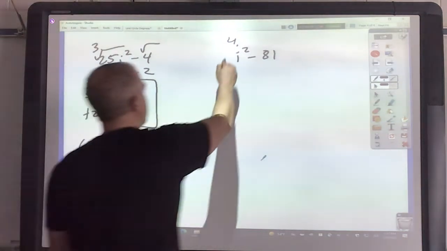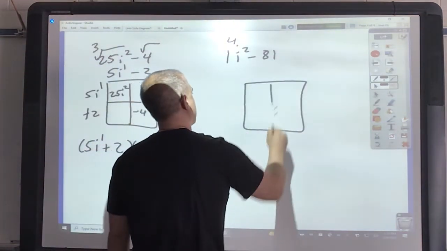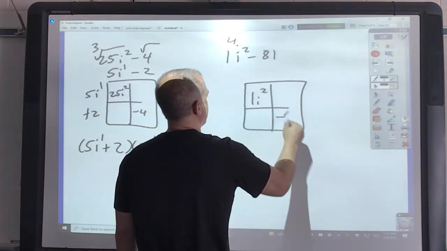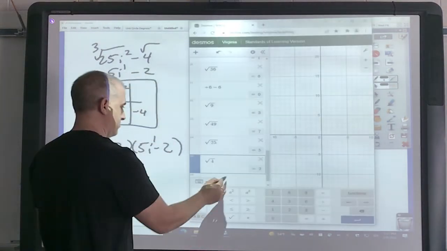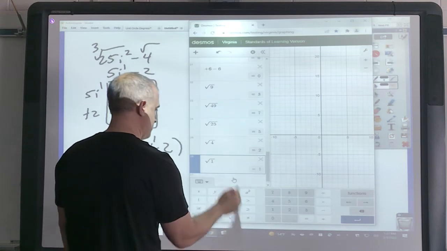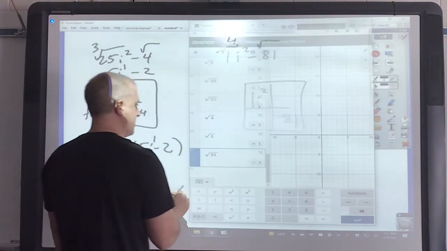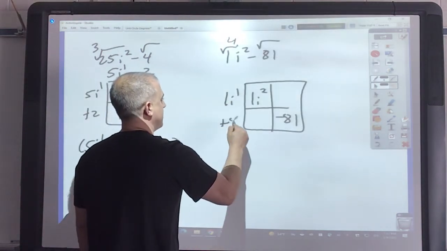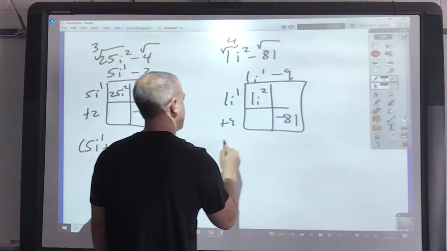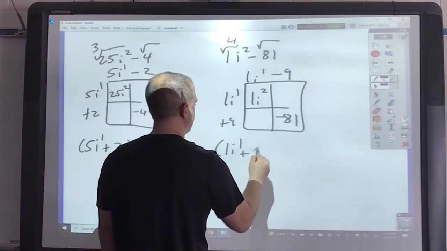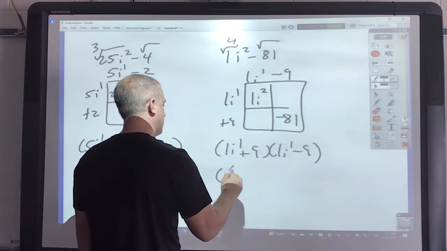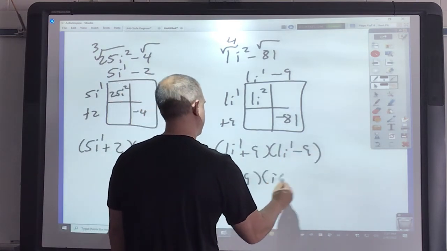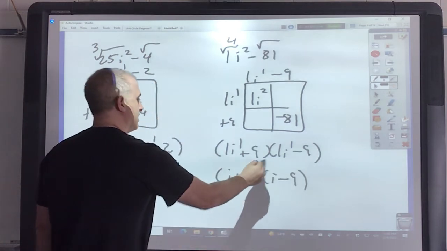Go ahead and put a 1 here. 1i squared minus 81. Okay, square root of 1, square root of 81. Square root of 1 is 1. Square root of 81 is 9. So 1i to the first plus 9, 1i to the first minus 9. So I can write it like this, okay, or this. Either answer is acceptable.